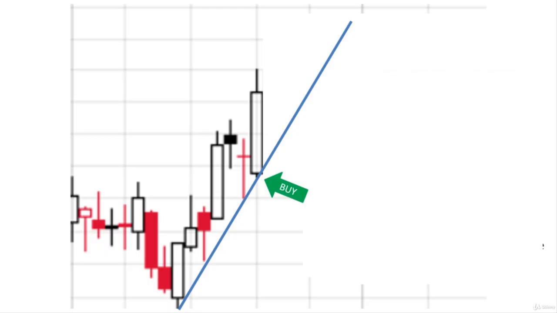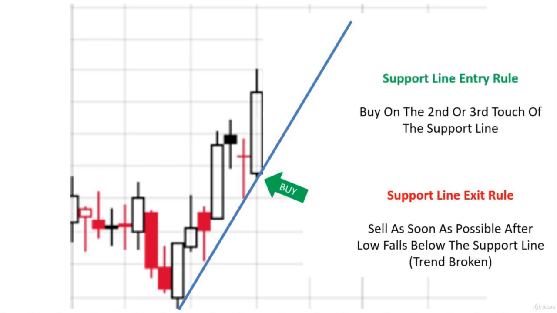So it basically is connected at 1, 2, 3 points there, and a lot of people will buy on that second or third touch. That's the idea of when they're buying, and this will introduce us to our rules around how we trade around this. So this is how we draw it. Now how do we trade on this? There are 2 rules around this. One is called the support line entry rule and the other the support line exit rule.